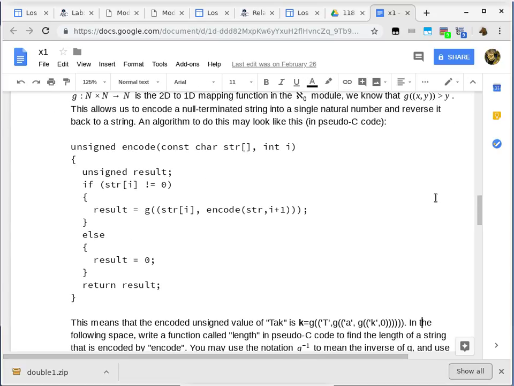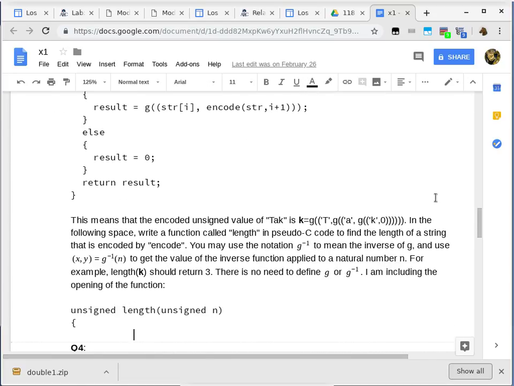And then it goes to this part here. This means that the encoded unsigned value of TAK tag is, if you expand out everything, it is TAK and then the null terminator. Okay, and that's what the algorithm is going to do.